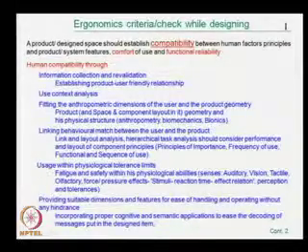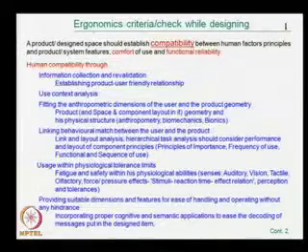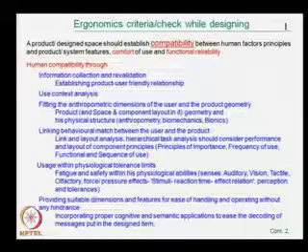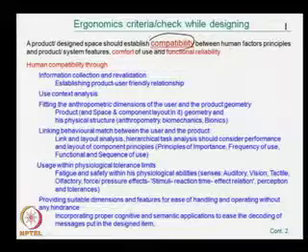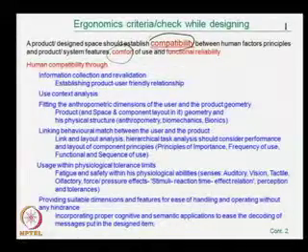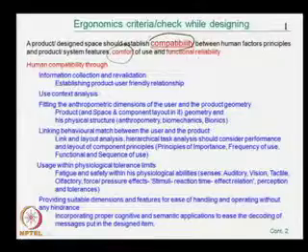Now, in this slide there are 2 consecutive slides that mention a brief or a summary of this, where it says that a product or a design space should establish compatibility between human factors principles and product or system features, and then comfort of use and functional reliability.